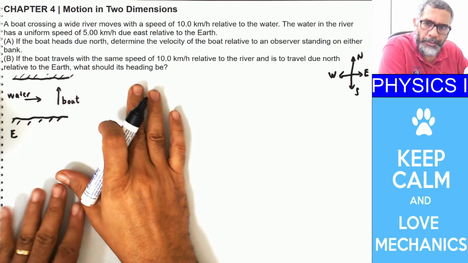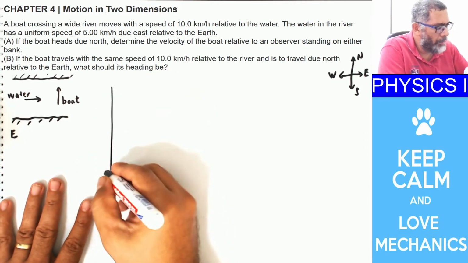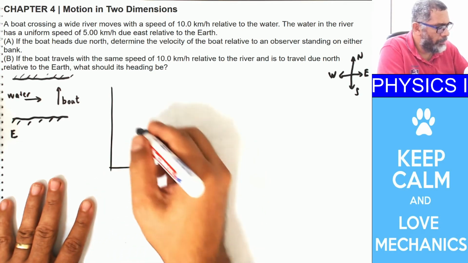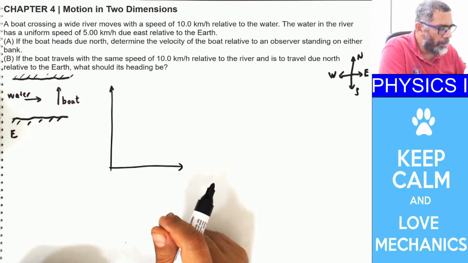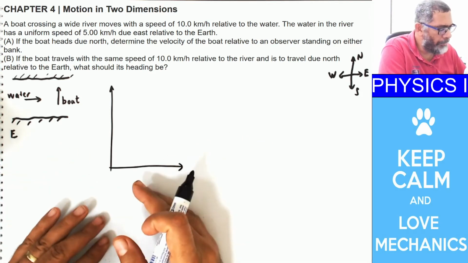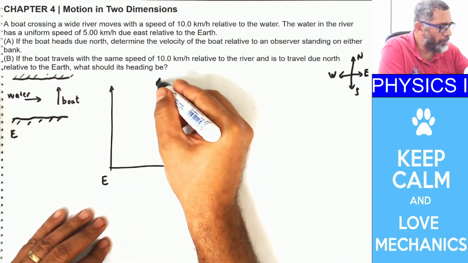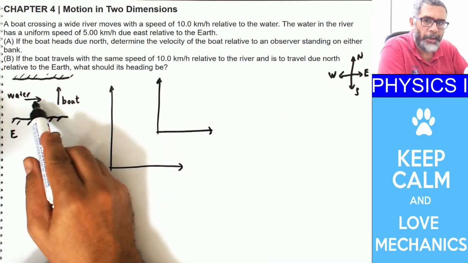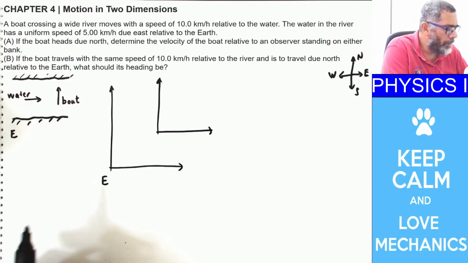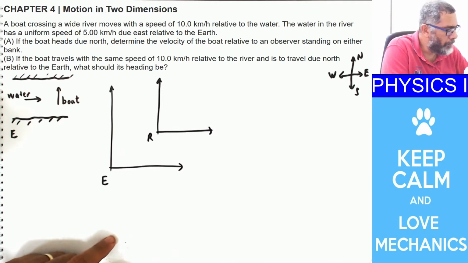Okay, so with this type of question, first we have to draw the two reference frames, okay? And it is obvious in the question that one reference frame is going to be the Earth reference frame, and the other reference frame is going to be the reference frame that goes with the flow of water on the river. And let's label this as R, short for the river.